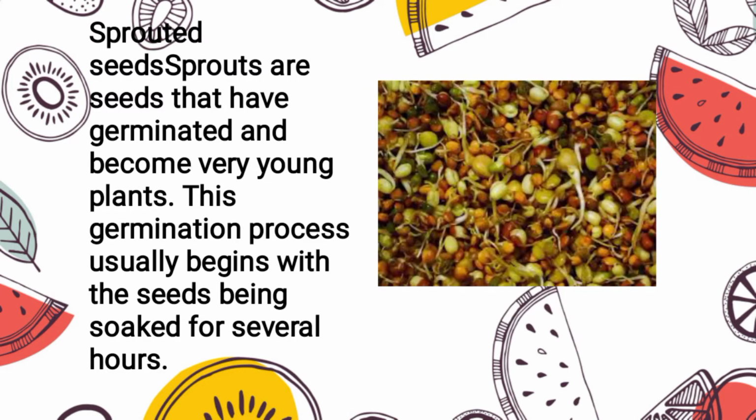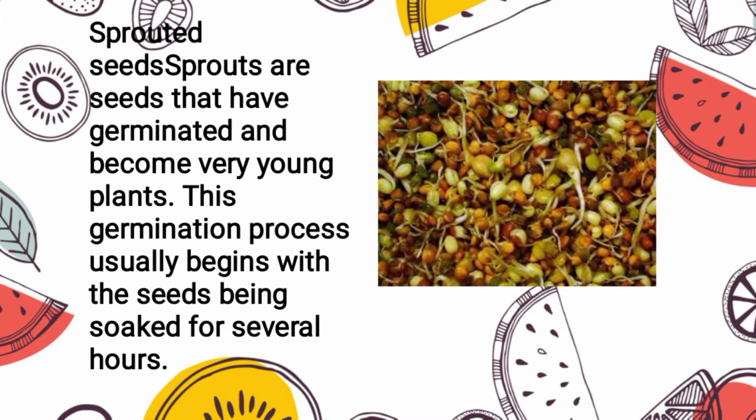Sprouted seeds. What do you mean by sprouted seeds? Sprouts are the seeds that have germinated and become very young plants. You can see in the images here some white thing coming out of the seed. Those are nothing but sprouts. These sprouts are the seeds which are germinated, and now they are very young plants.